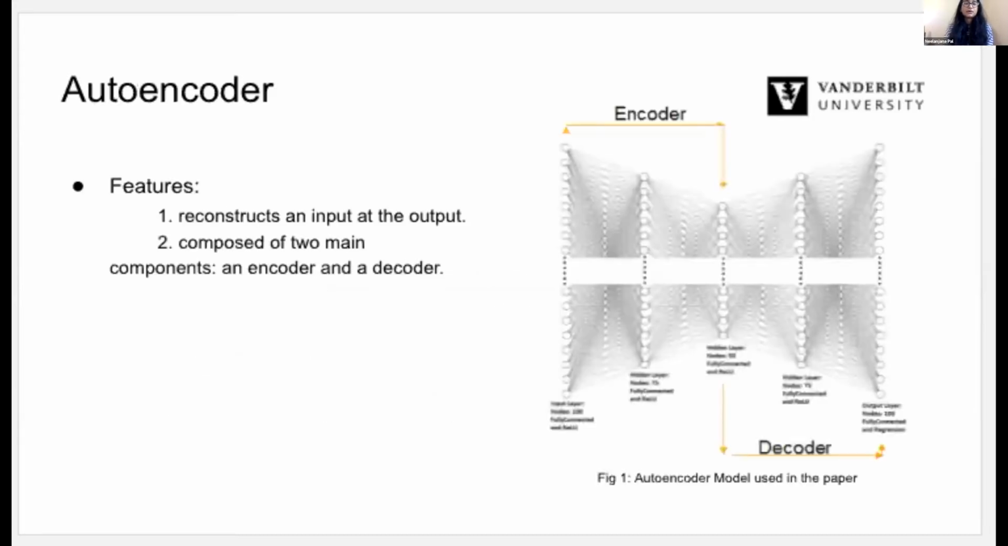To start with the autoencoder, it's a subset of artificial neural networks, which basically reconstructs the input at the output.